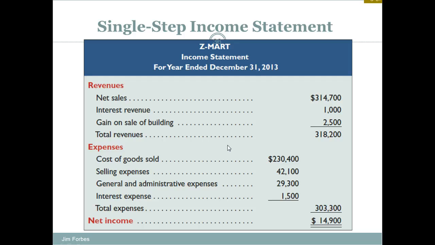Whereas a single step for a service company would be an example. We just have your revenue, and it can be different revenue items, maybe sales or service or consulting. They have interest revenue, gain on sale of building as an example. Then they net out. You notice there's no calculation of gross profit here. There is no calculation.